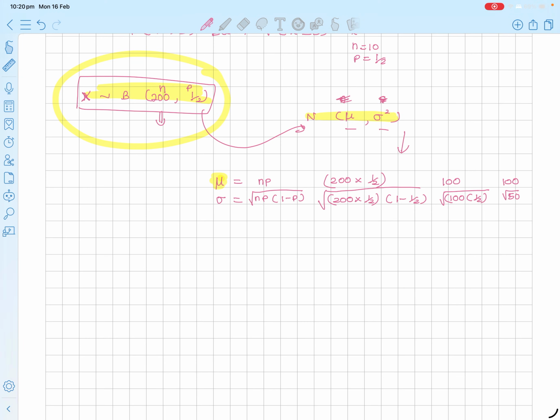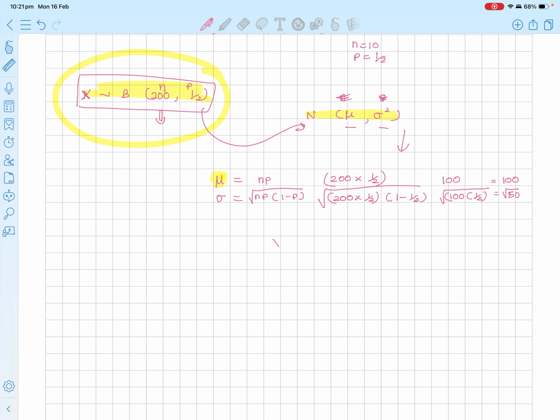Okay, so now that I've got the mu as 100 and then the standard deviation as square root of 50, I'm just going to form the new distribution because we converted from a binomial to a normal distribution. I'm just going to call it Y this time because that was for binomial distribution. So normal distribution, mu is 100. Standard deviation was square root of 50. So that's our new distribution.